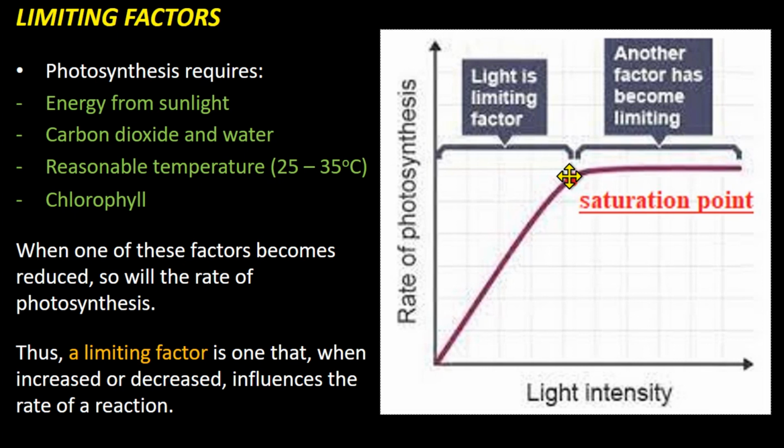Basically, if I keep adding more and more light beyond this point, the rate of photosynthesis is not going to increase because almost all of the electrons in the leaf have been stimulated already. Almost all of the chlorophyll has been engaged. If the leaf had more chlorophyll, that is when the rate of photosynthesis would then increase.